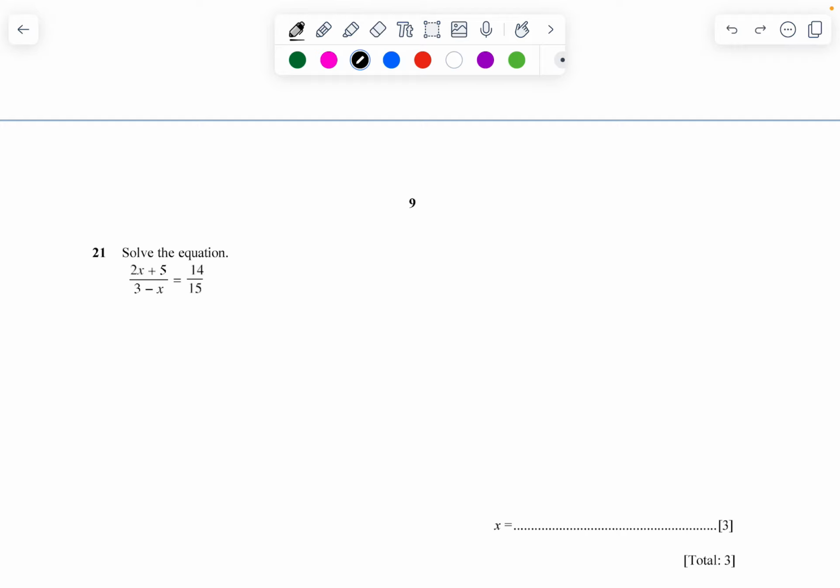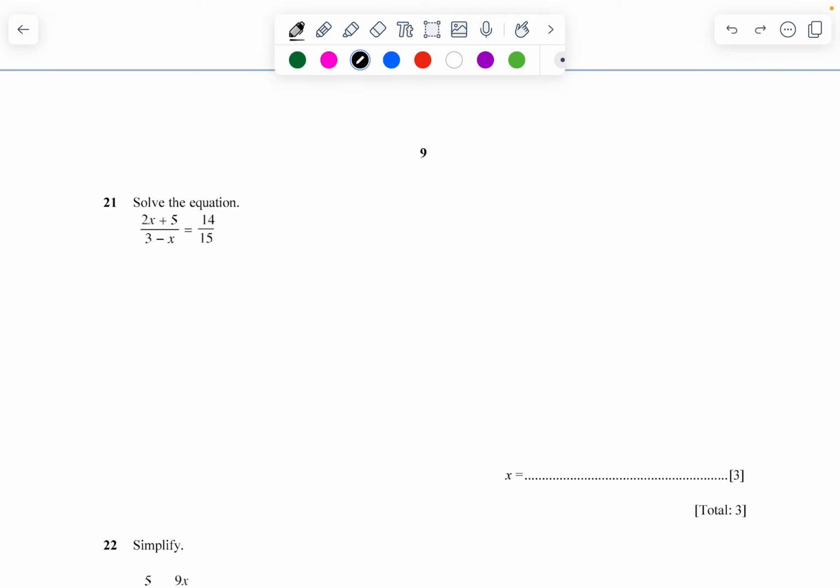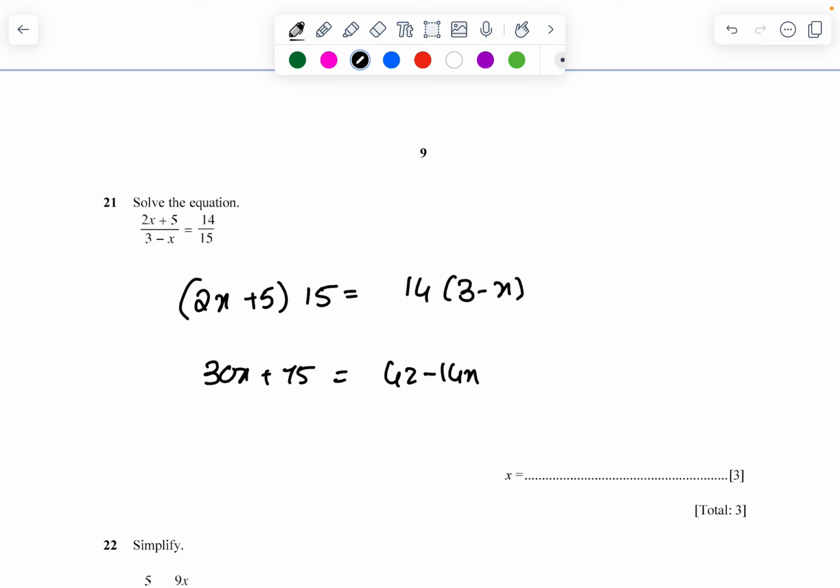So now coming to question number 21. So I do the cross multiplication. 2x plus 5 times 15 should be equals to 14 times 3 minus x. So it becomes 30x plus 75 equals to 42 minus 14x. So 30x plus 14x equals to 42 minus 75. 44x equals to minus 33.